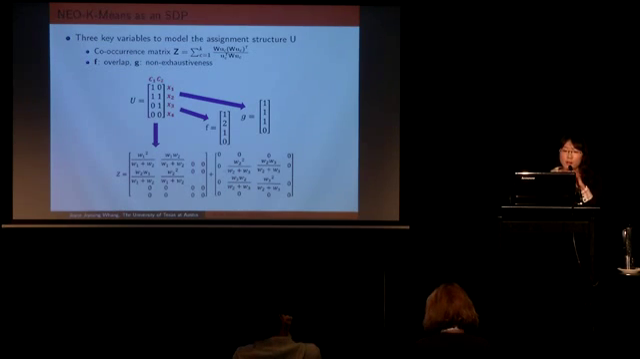So let me describe how we can formulate the SDP for the Neo-K-means. We introduced 3 key variables to model the assignment matrix U. The first one is the co-occurrence matrix Z, which is defined by the weight of each vertex, each data point, and each column of the assignment matrix U.